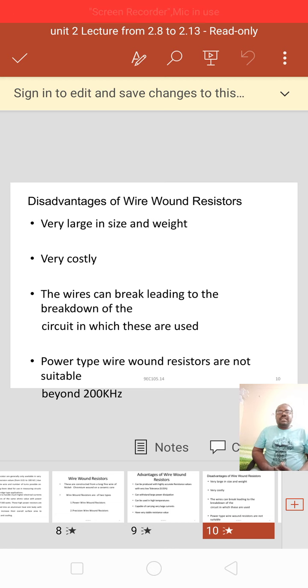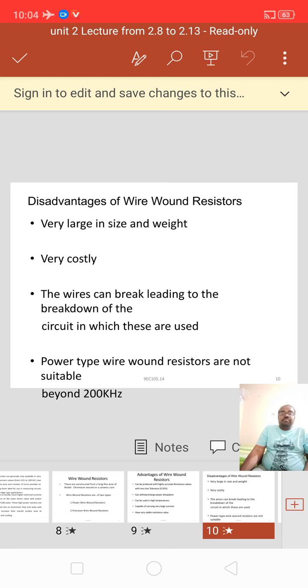Next, the disadvantages of wire wound resistors. First one, it is very large in size and weight, which we already learned in before slides, so it is very costly also. The wires can break, leading to the breakdown of the circuit in which these are used. Due to this larger size, the wires may break also.